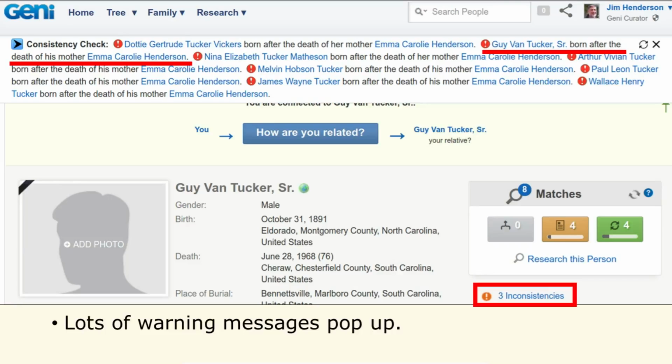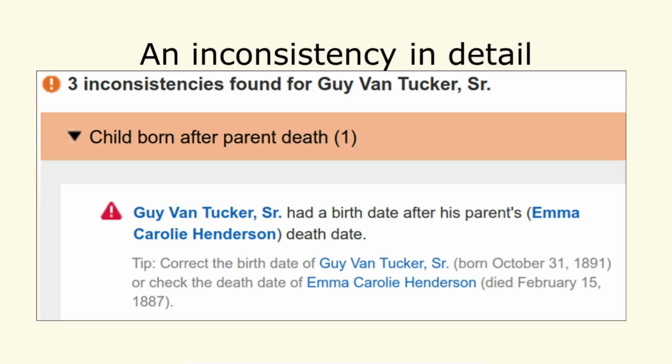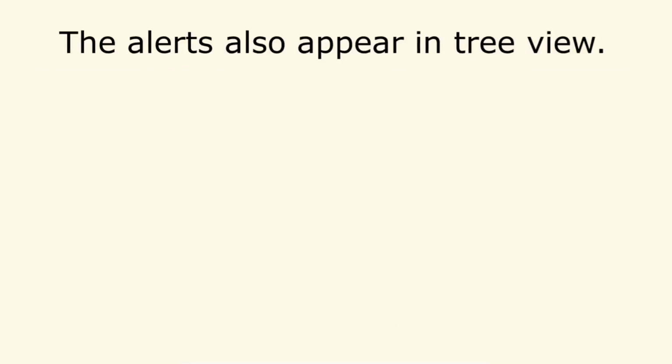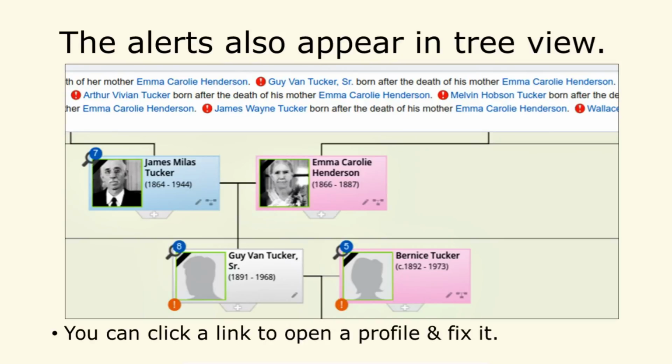And you can see down near the bottom right the number of inconsistencies associated with this profile. So if we click on those 3 inconsistencies, you can work through them one by one. You can click on a link then to open either of the profiles to fix the date of death of his mother or to fix his own date of birth. These alerts also appear in Tree View, and you can see them with their red exclamation marks there. You can click on a link to open a profile and fix it.